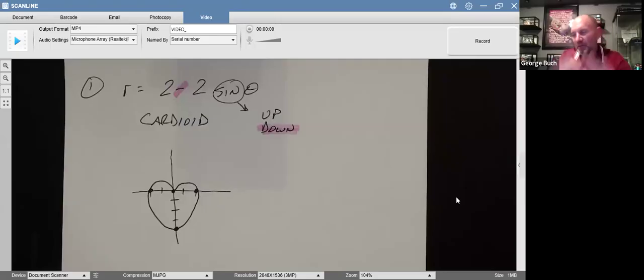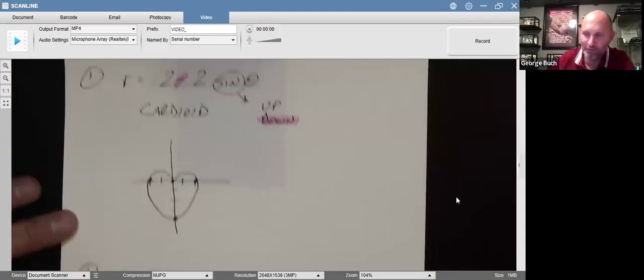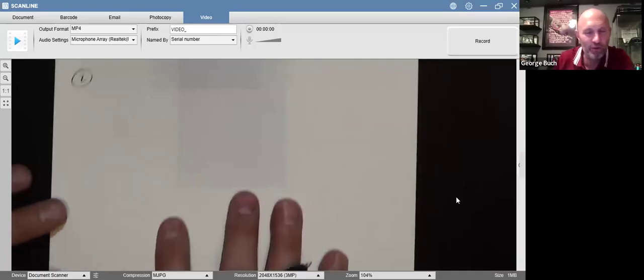So there you go. Something you can use in real life. That's what everybody asks, right? When am I ever going to use this in real life? There you go. Now you can use that in real life.